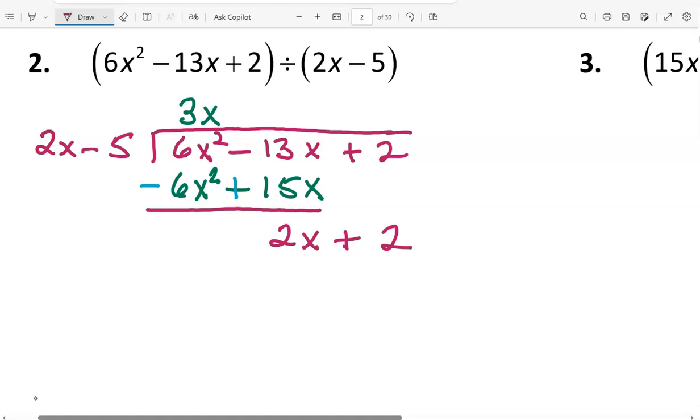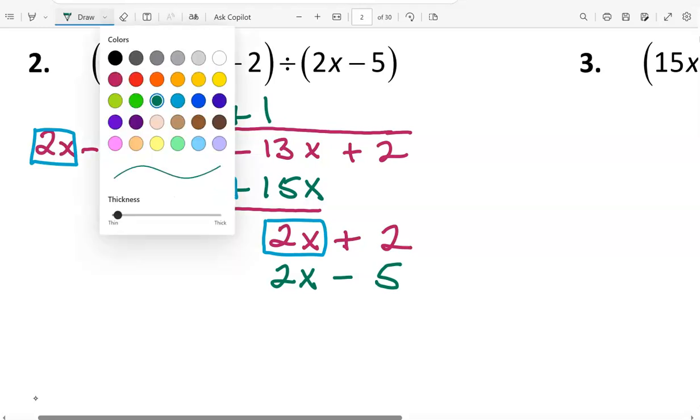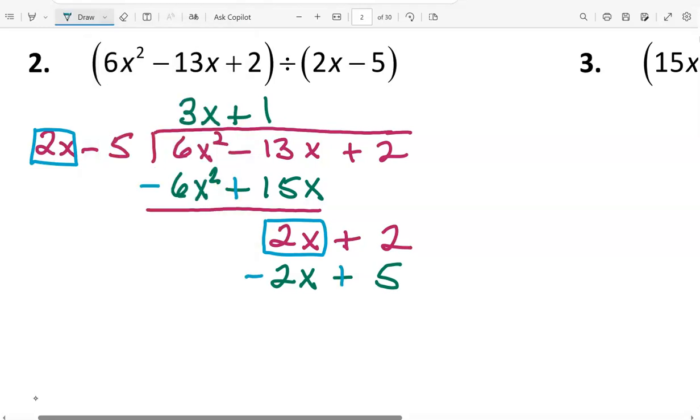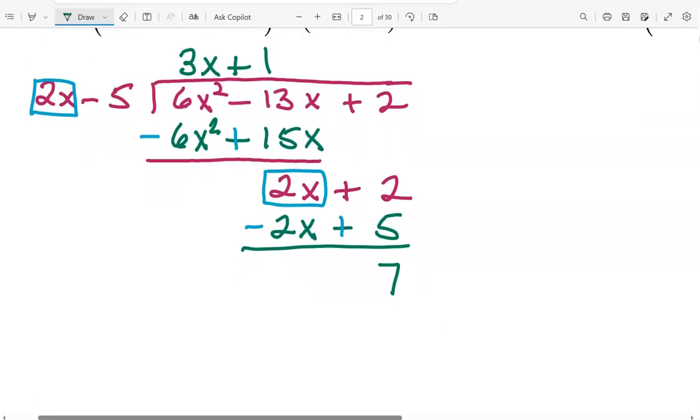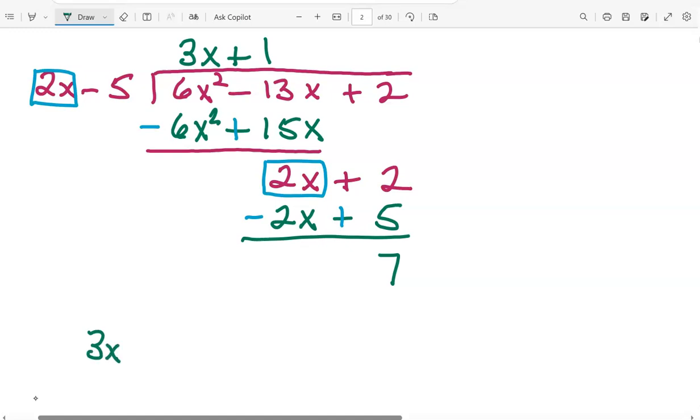Next step is leading term divided by leading term. So leading term 2x divided by leading term 2x is 1. And so I'm going to write a plus 1 up here on the top. Now I'm going to take 1 and multiply it by the divisor, and that result is 2x minus 5. But instead of subtracting, I'm going to change the signs of that 2x minus 5 and add. 2x plus negative 2x is 0, the 2 plus 5 is 7, so we have a 7 remainder, and that means that the result is 3x plus 1 plus the 7 remainder divided by the divisor 2x minus 5.